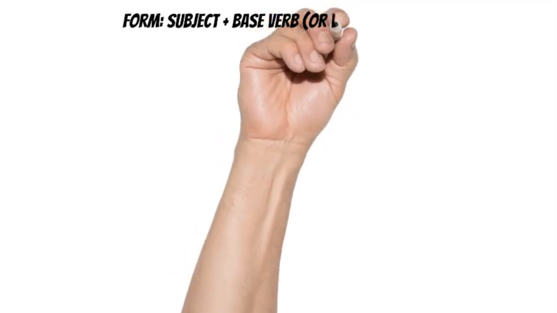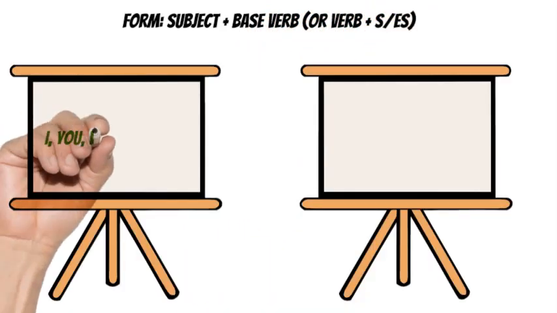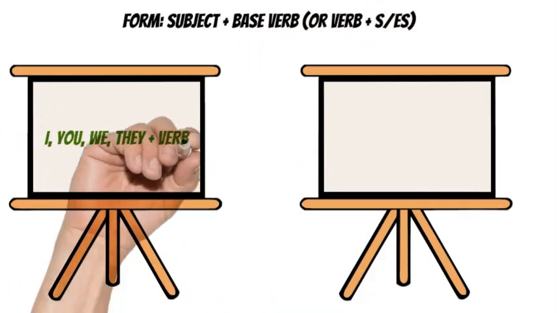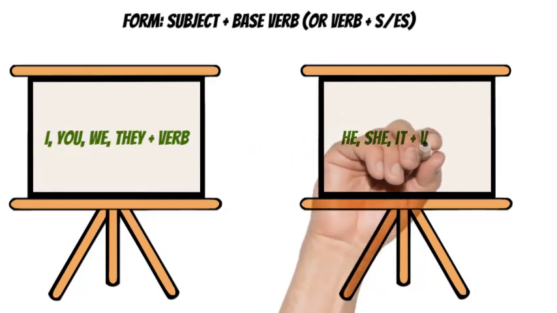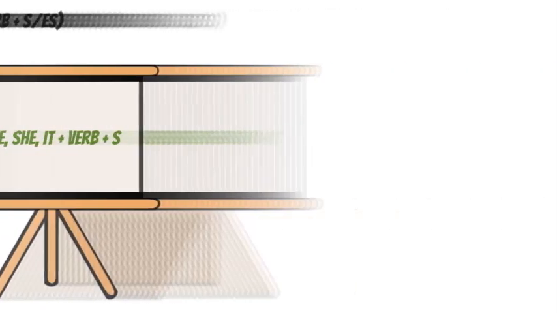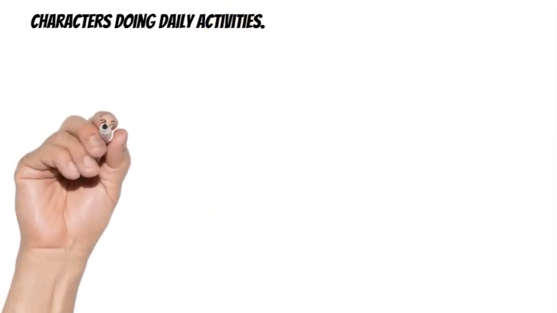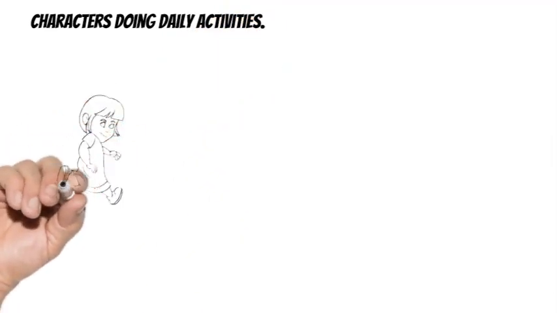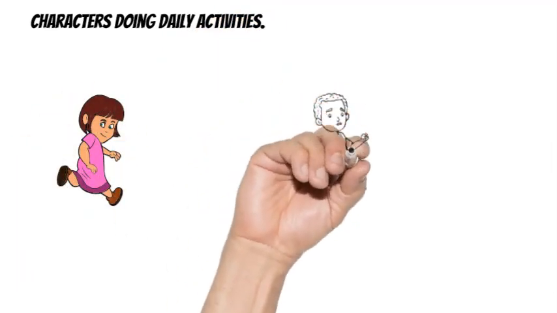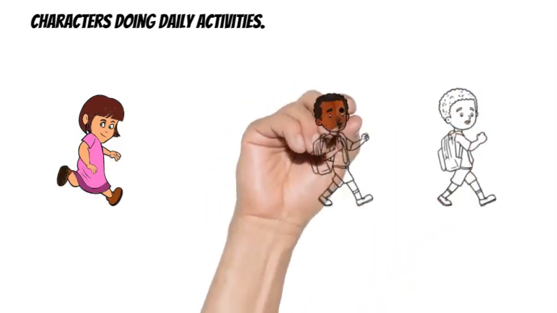To form the present simple, use the base verb. For he, she, and it, add s or es. In affirmative sentences, like, she walks to school, simply add s to the verb. Or, they walk to school, simply add the base verb.